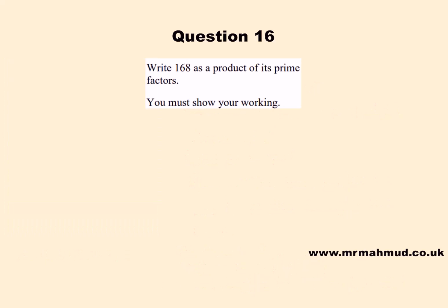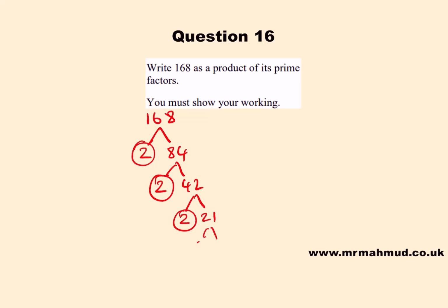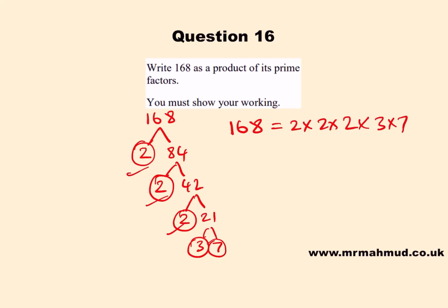So angle BDC equals 40 degrees. Write 168 as a product of its prime factors. You must show your working. I had a similar question before that, so I'm just going to repeat that question just in case you didn't understand it. So it'll be 2 times 84 is 168. Circle the prime numbers. 2 times 42, just halving the numbers. Circle the prime number. 2 times 21. 3 times 7. We need to write it as a product of prime factors. We've got the prime factors, all the ones that I circled. So it'll be 2 times 2 times 2 times 3 times 7.